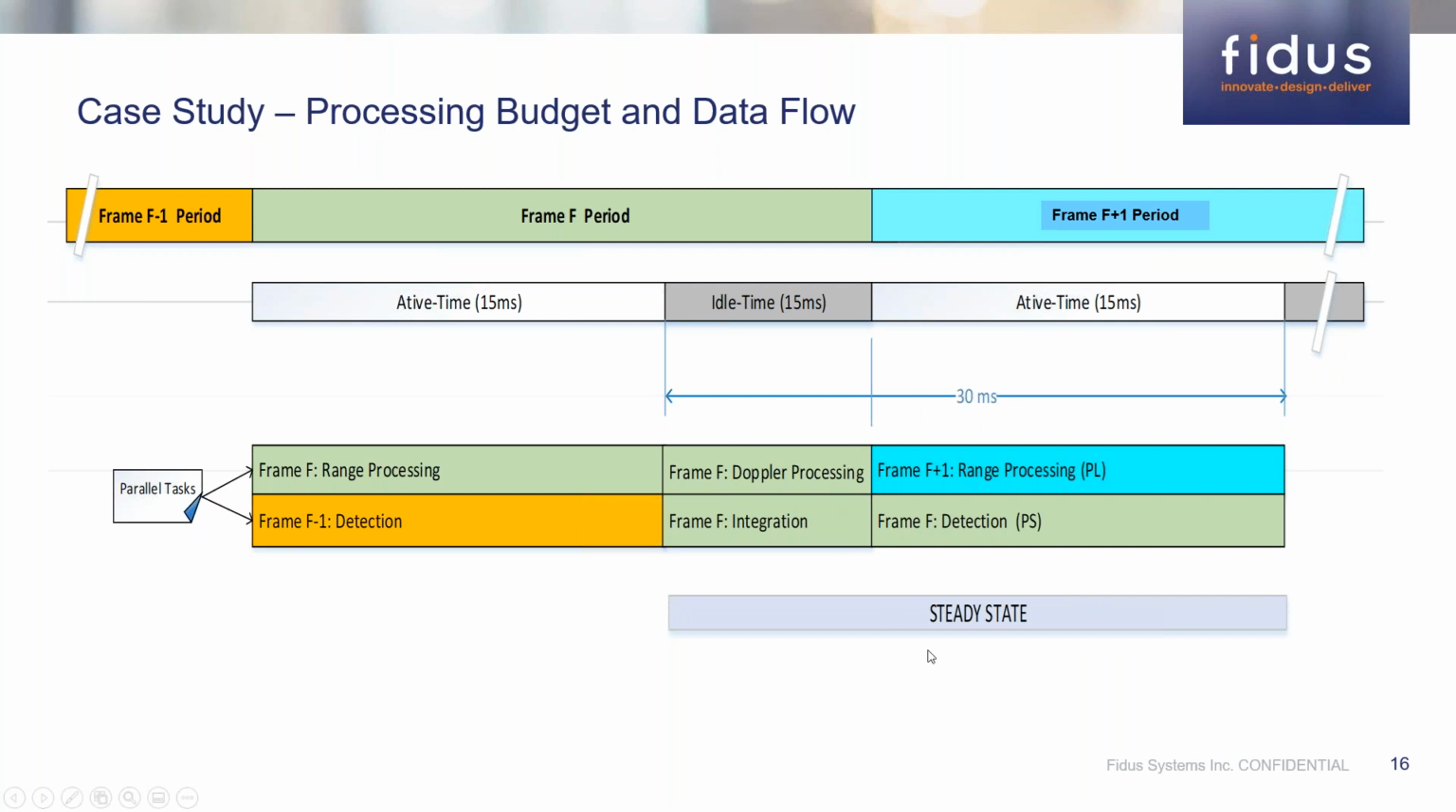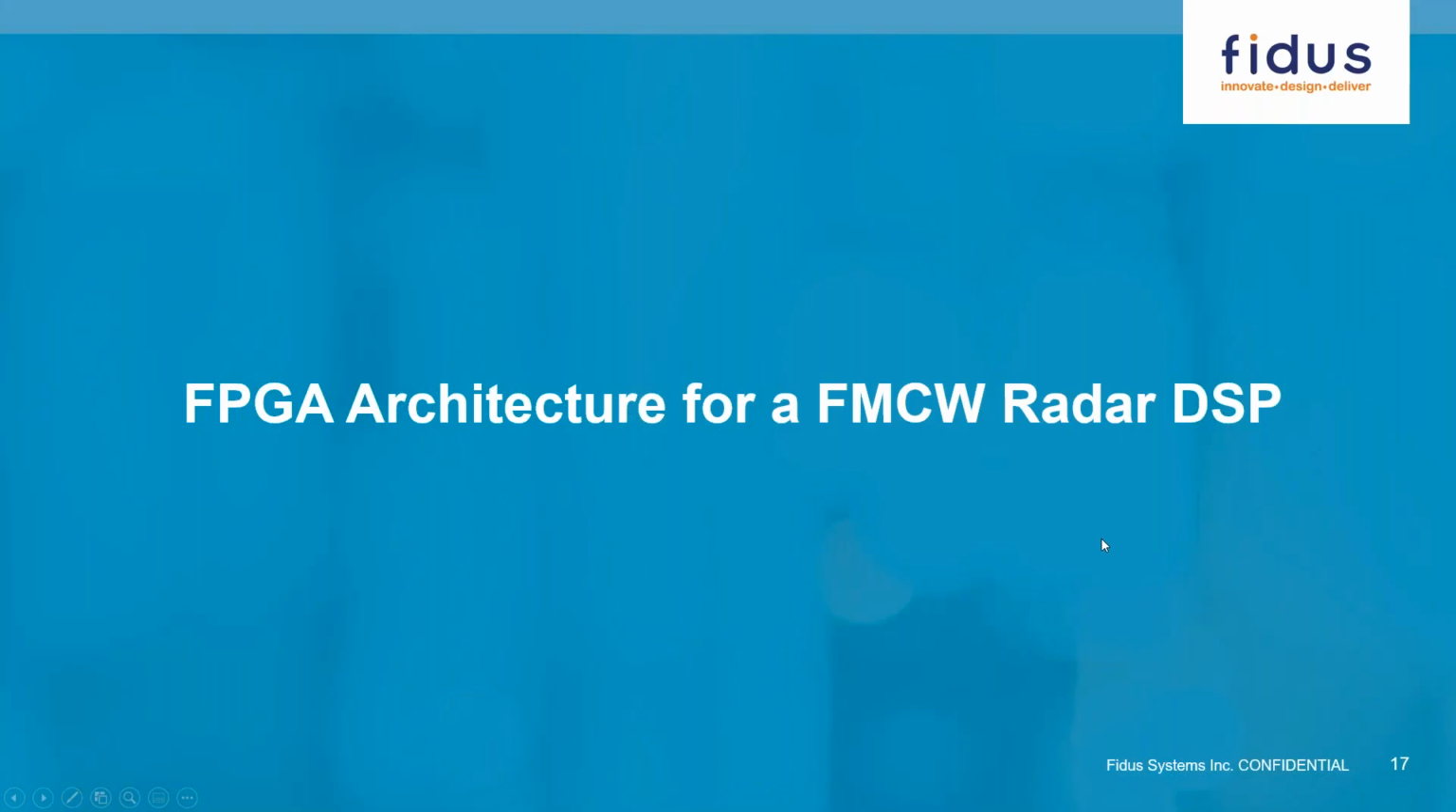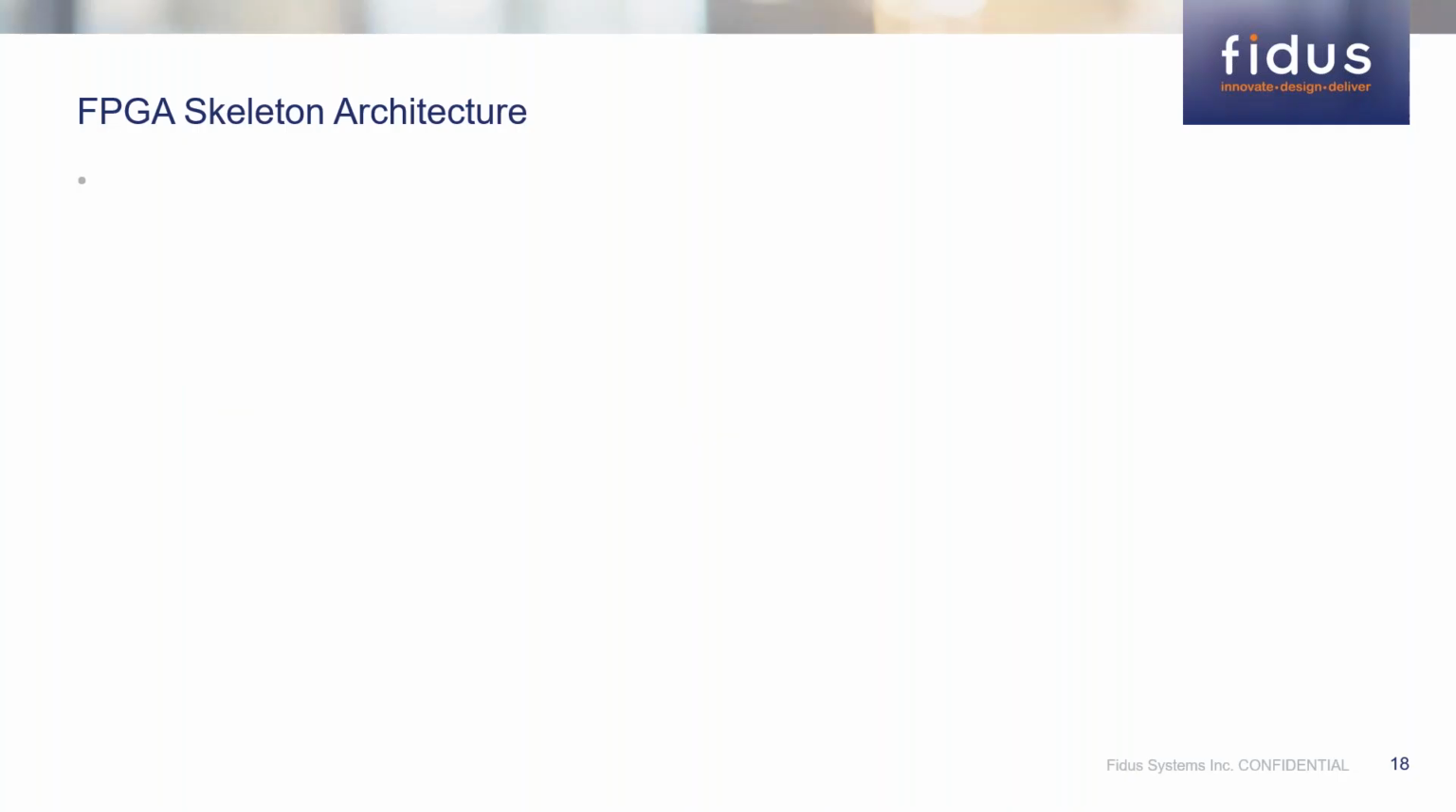And this is actually the steady state. In each steady state, we have Doppler processing, integration, then detection, and at the same time we are doing range processing of the next frame. Note that the range processing and the detection are sharing the bandwidth of the DDR, and we have to be careful here. So let's move on to the FPGA architecture of the DSP.